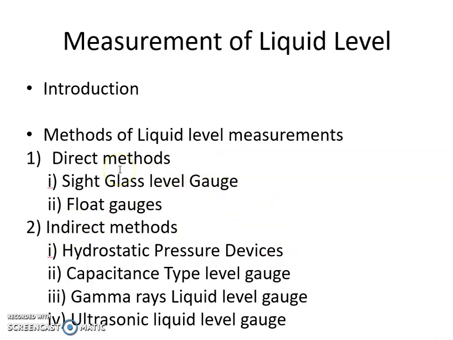Again, in the case of direct methods, there are different devices: the sight glass level gauge and float gauges. These are the two devices used for the measurement of liquid level in the direct method. In the case of indirect methods, the devices are hydrostatic pressure devices, capacitance type level gauge, gamma rays liquid level gauge, and ultrasonic liquid level gauge. Let us discuss some of these methods of liquid level measurement.